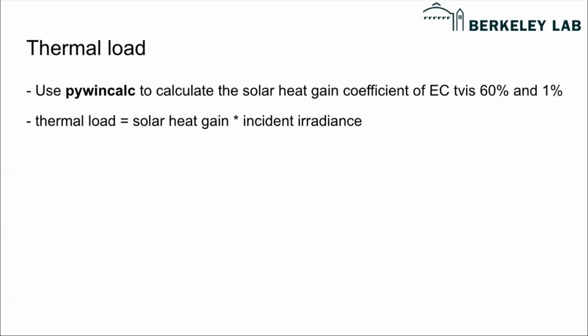Another thing, I kind of throw them into this bucket of irradiance modeling is thermal load. So how we are going to calculate thermal load is using PyWinCalc, which is LBL's, based on the LBL Windows engine. So you will use PyWinCalc to calculate the solar heat gain coefficients of the electrochromic TV 60% and 1%. The formula for thermal load will be equal to solar heat gain multiplied by your incident irradiance.